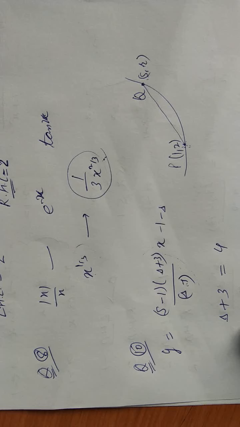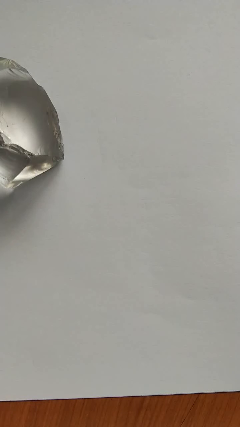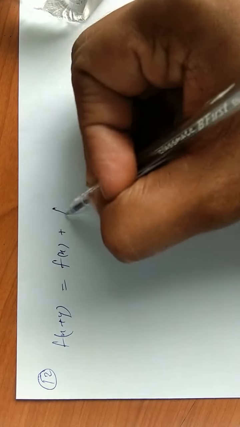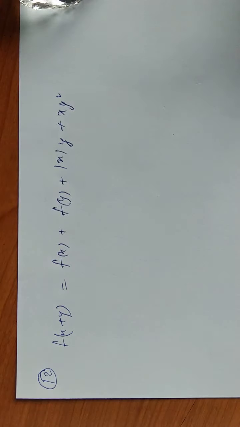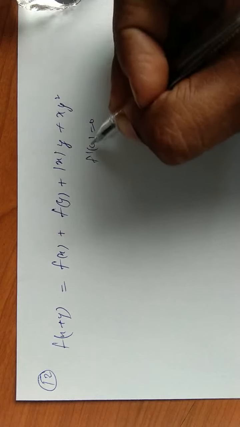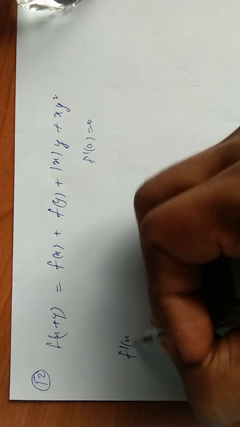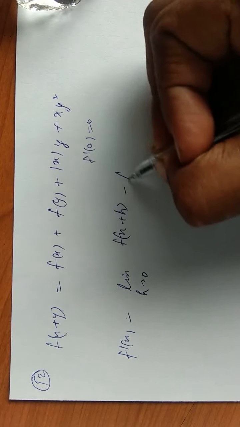Question number 12. So question number 12 says, f(x plus y) is equal to f(x) plus f(y) plus mod x into y plus x y square, and f dash 0 is equal to 0. Okay, so let's calculate f dash x first. So f dash x is equal to limit h tends to 0 of (f(x plus h) minus f(x)) upon h.